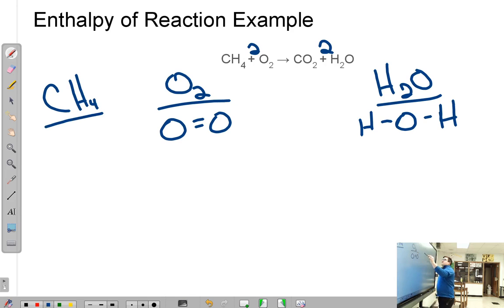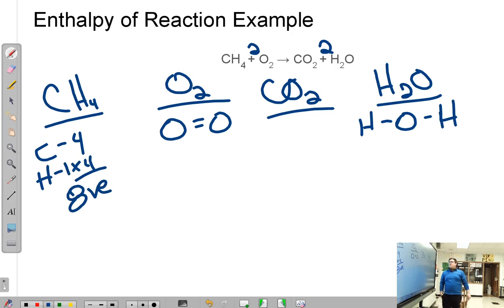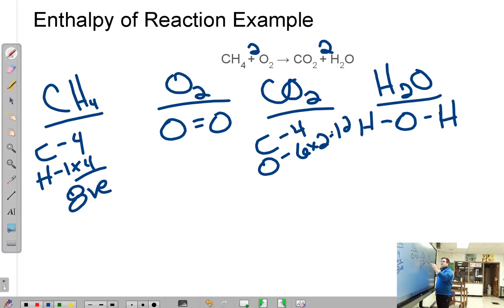CH4, CO2. Isn't it 8 electrons for CH4? Yeah, because carbon's going to be 4, hydrogen's going to be 1 times 4, so 4 plus 4 gets you 8 valence electrons. Carbon's got 4, oxygen has 6, but there's 2 of them, which gives us 12. So in total we have 16 valence electrons.